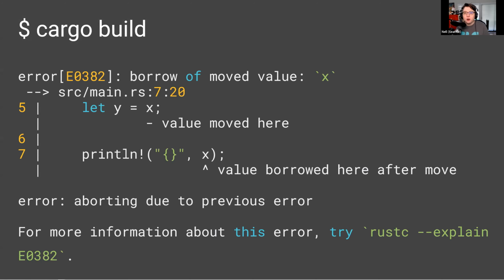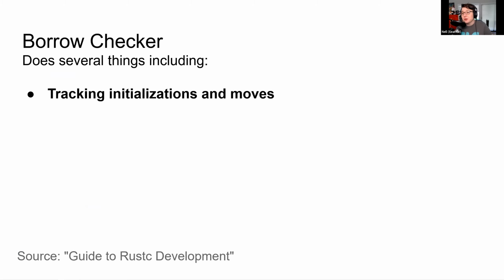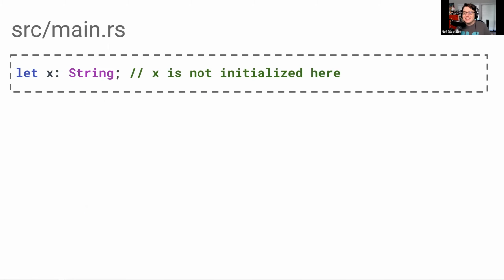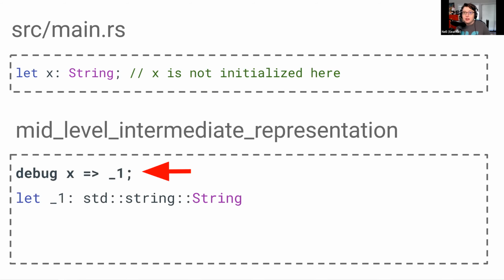Let's go through how the borrow checker identified this error. The borrow checker does several things, including tracking initializations and moves. How this plays out in our code is, when we start with this first line where we declare the variable x with the type of String, x is not actually initialized yet. It won't be considered initialized until it is assigned a value. If we look at the MIR for this line of code, we see that x is represented by the local _1, and the local _1 is assigned the type of String.